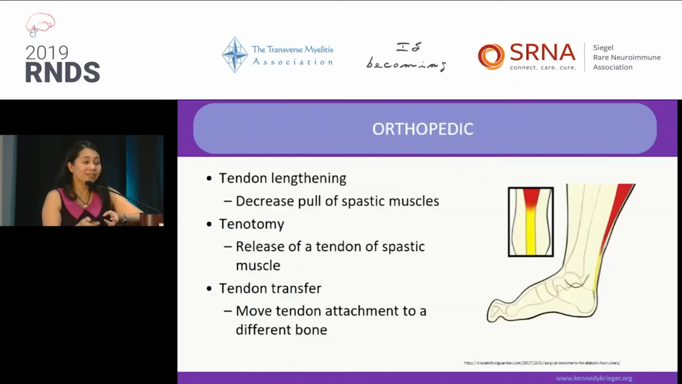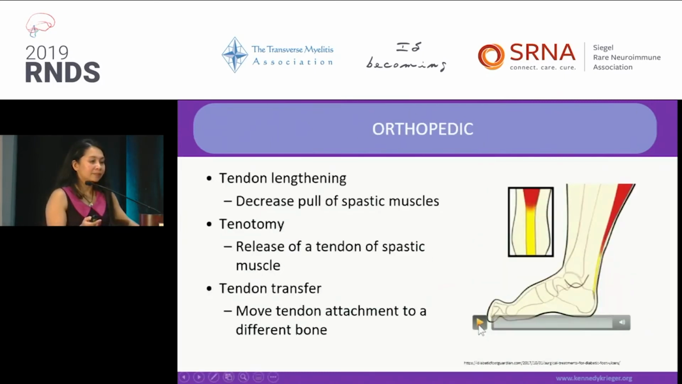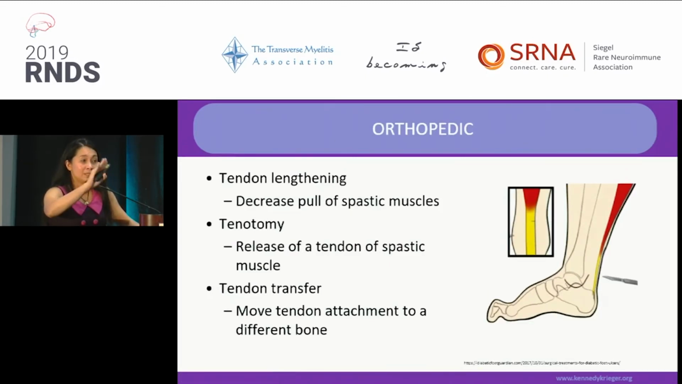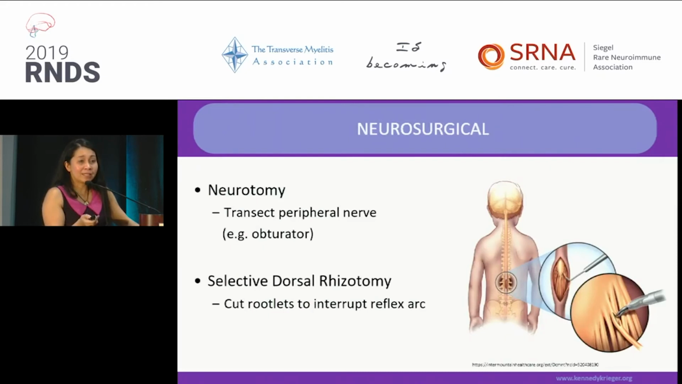Now, surgical management, we have tendon lengthening. Yeah, so if it's a very tight muscle, they do that so you can dorsiflex the muscle. If that doesn't work, they can do a tenotomy, where they cut the spastic muscle, or they split the muscle and do a tendon transfer so the pull isn't too much. Neurotomy is they transect the nerve that is powering that muscle.